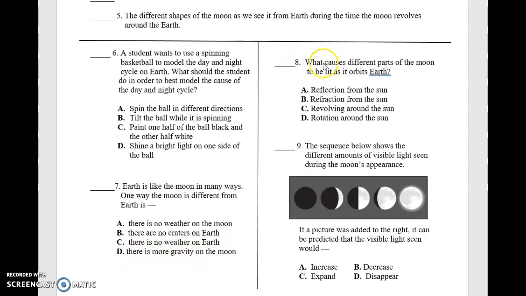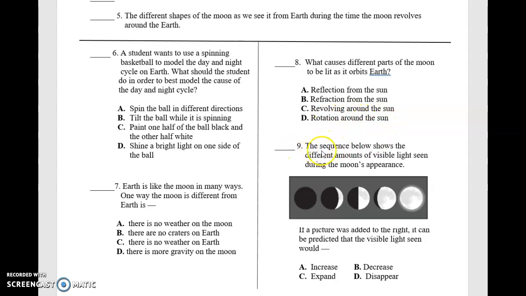Number 8. What causes different parts of the moon to be lit as it orbits Earth? A. Reflection from the sun. B. Refraction from the sun. C. Revolving around the sun. D. Rotation around the sun.